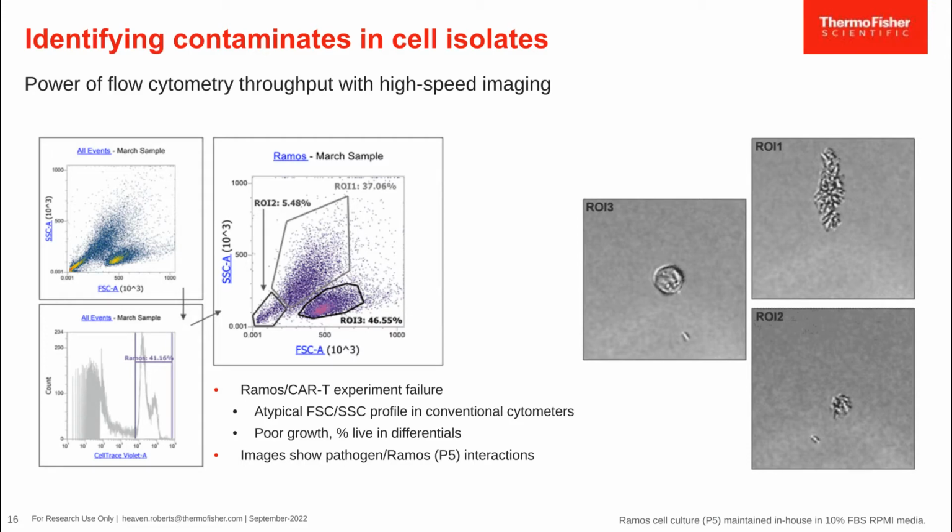Coincidentally, we had run the same cell line about a week earlier on the CytPix instrument, so we were able to go back and look at that experiment. And we did see just a tiny fraction of events that looked like those ROI3 images. It looks like a fairly healthy Ramos cell, but it had these coincidence events that at the time we didn't notice or passed off as debris.